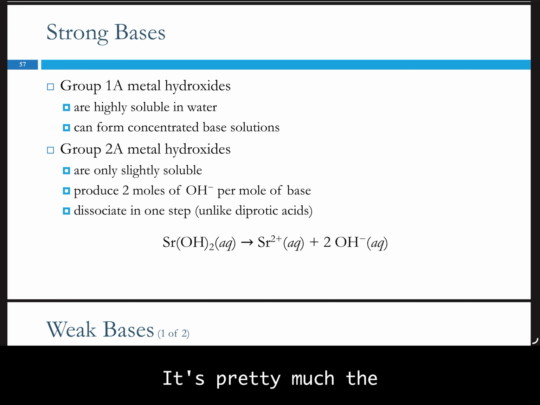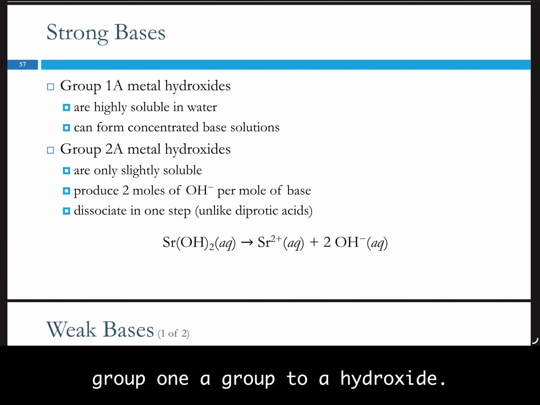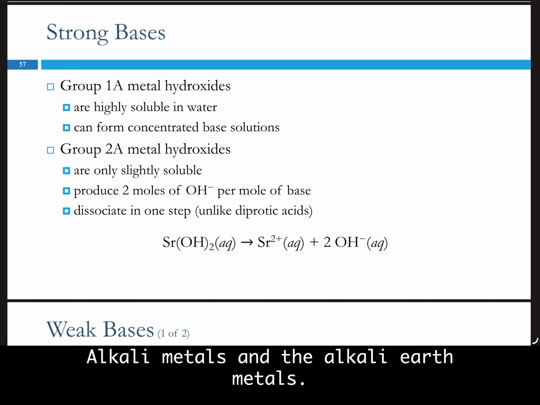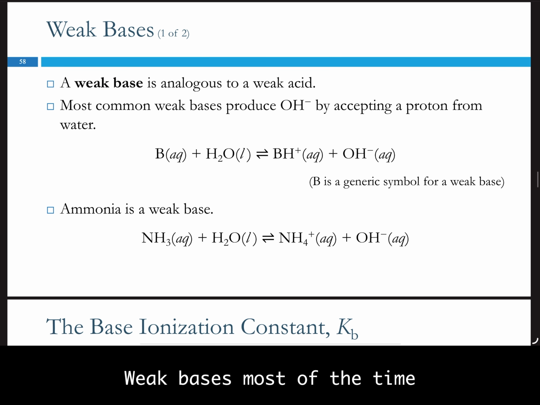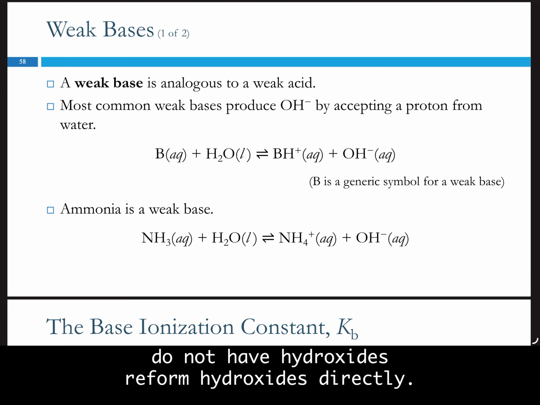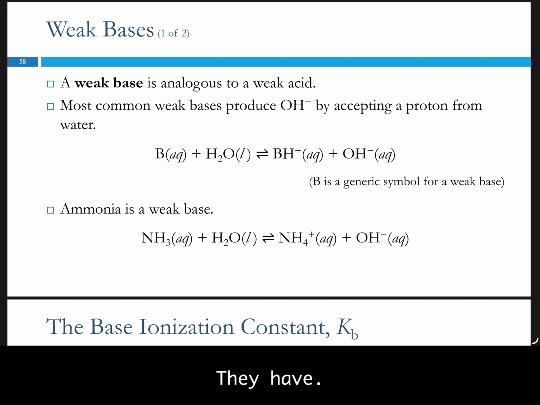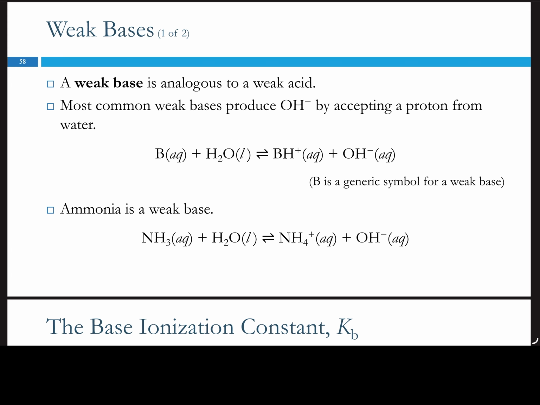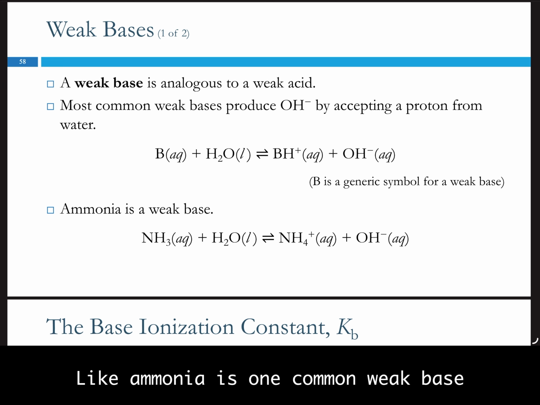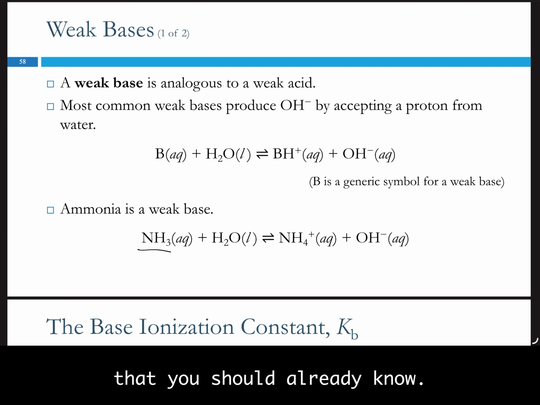It's pretty much the group 1A, group 2A hydroxides, alkali metals and the alkaline earth metals, they dissociate completely. Weak bases most of the time do not have hydroxides or form hydroxides directly. They take a hydrogen from something else. Ammonia is one common weak base that you should already know.